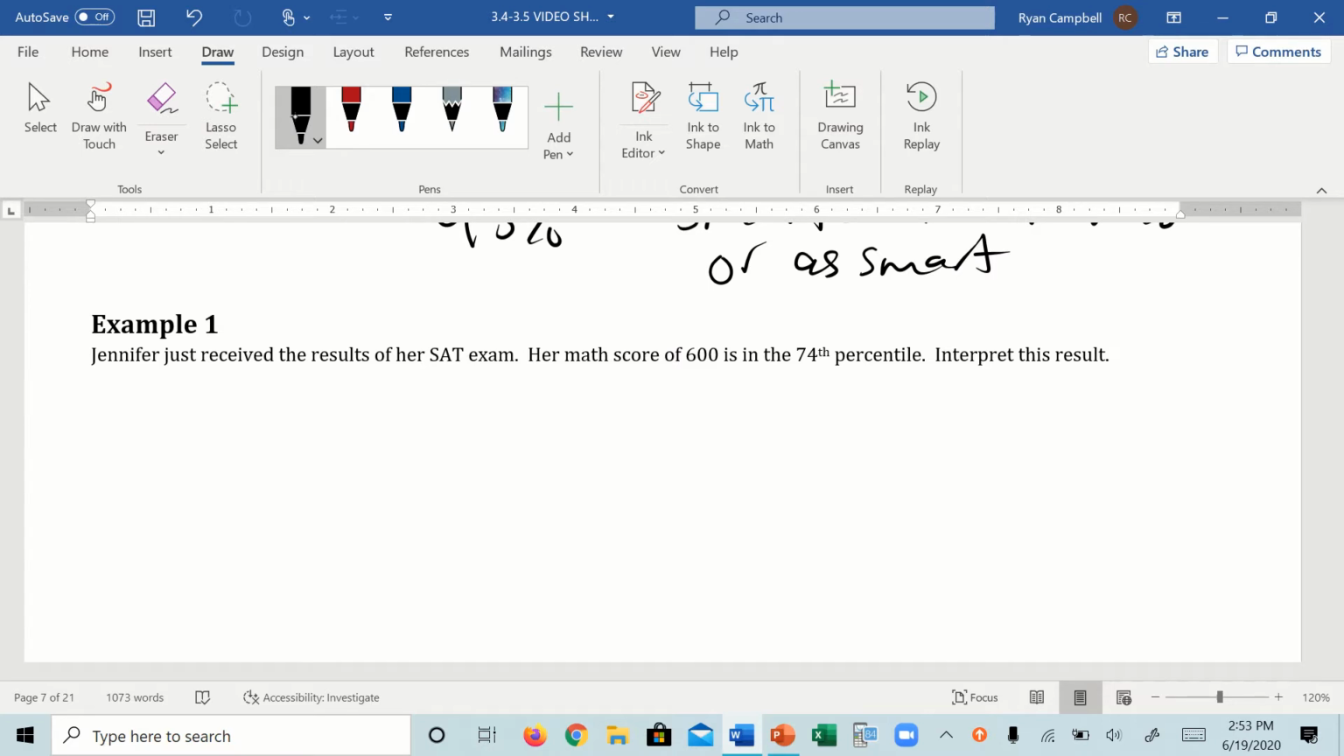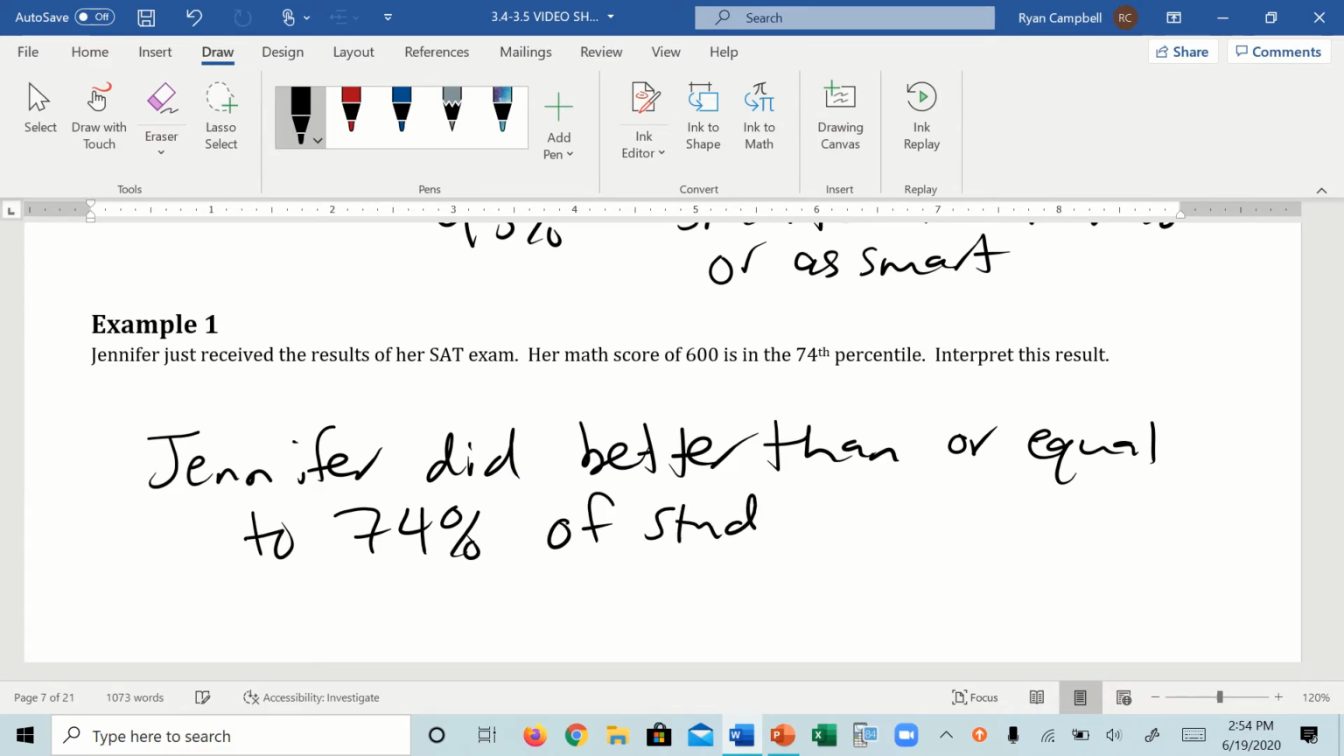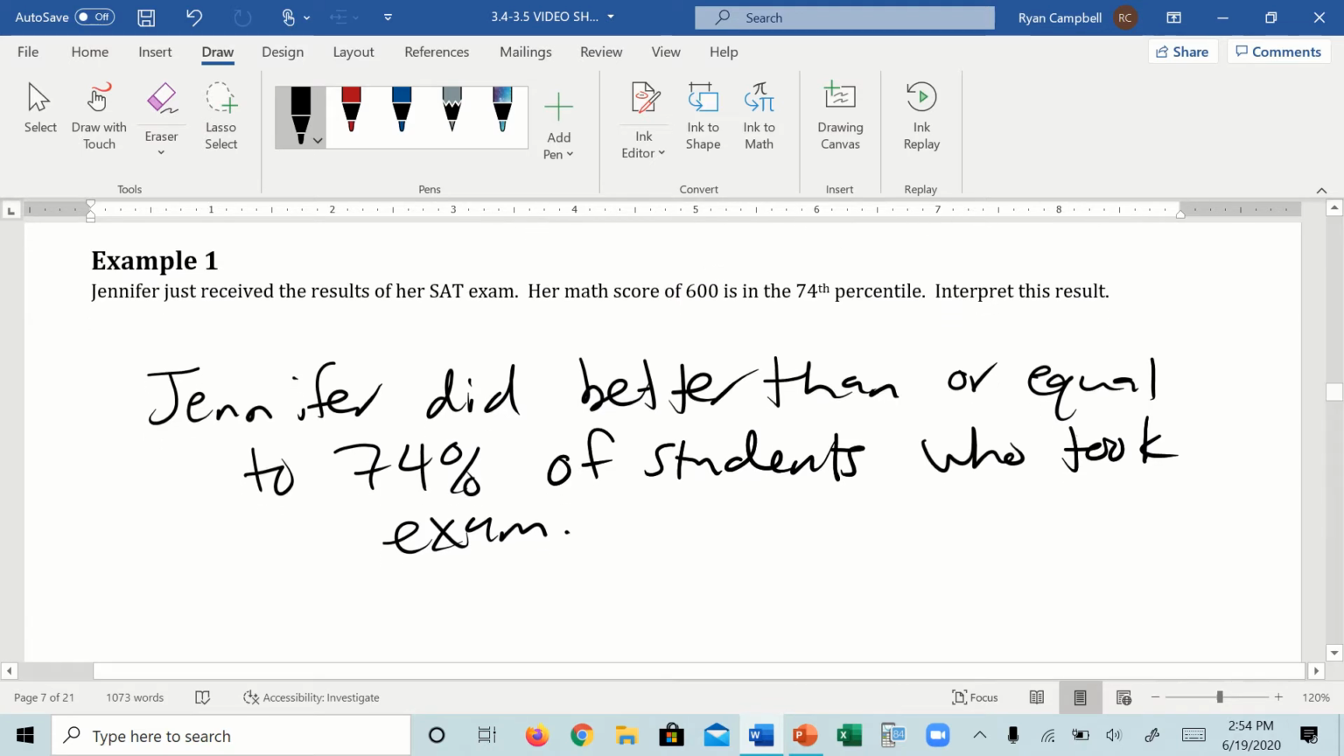So we know that if she's in the 74th percentile, Jennifer did better than or equal to 74% of the students who took the exam. Right? So she did better than average.